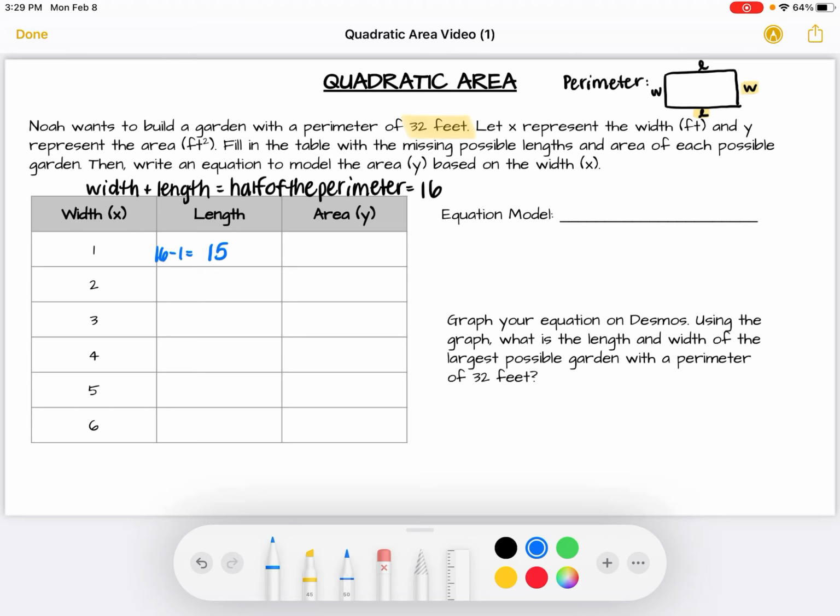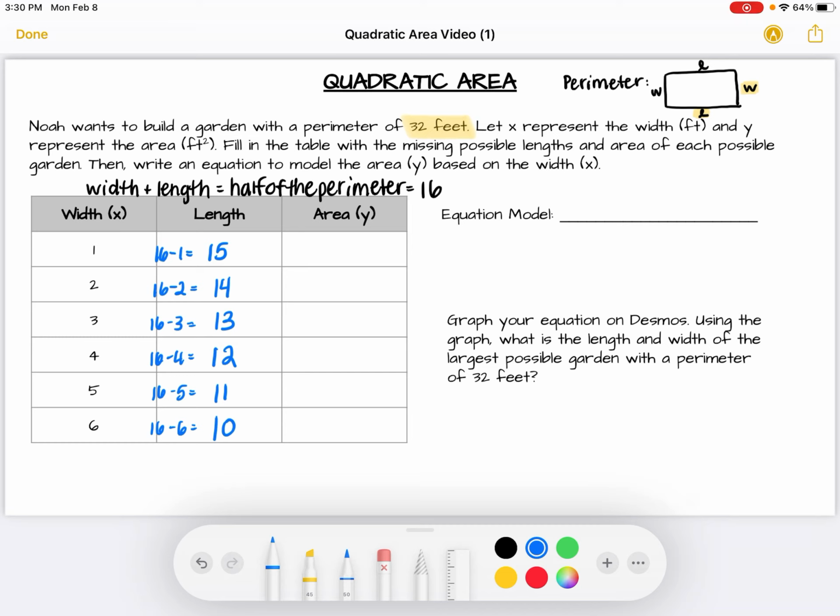So for the next one, I would do 16, that's half my perimeter, minus 2 to give me a length of 14. All right, my next one would be 16 minus 3 to give me my length of 13. 13 plus 3 gives me 16, so this is working. 16 minus 4 gives me a length of 12. 16 minus 5 gives me a length of 11, and 16 minus 6 gives me my length of 10.